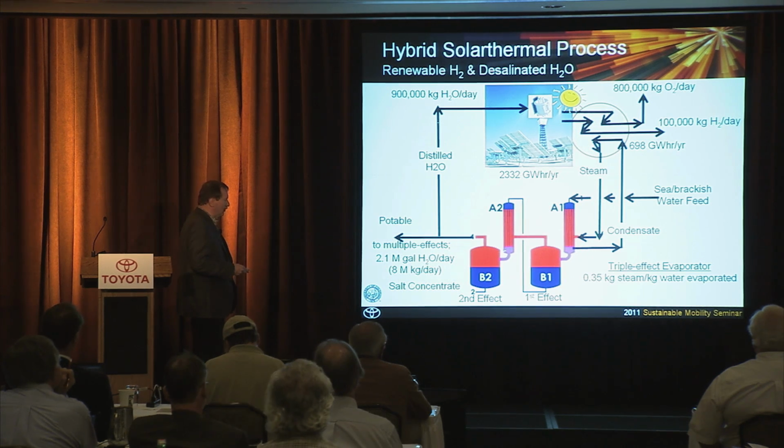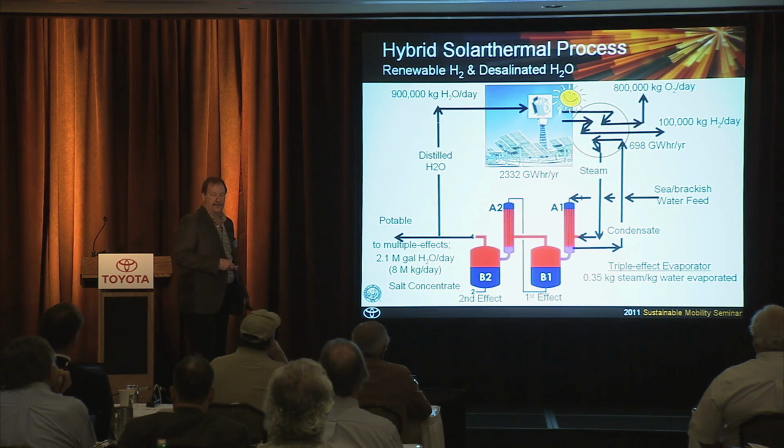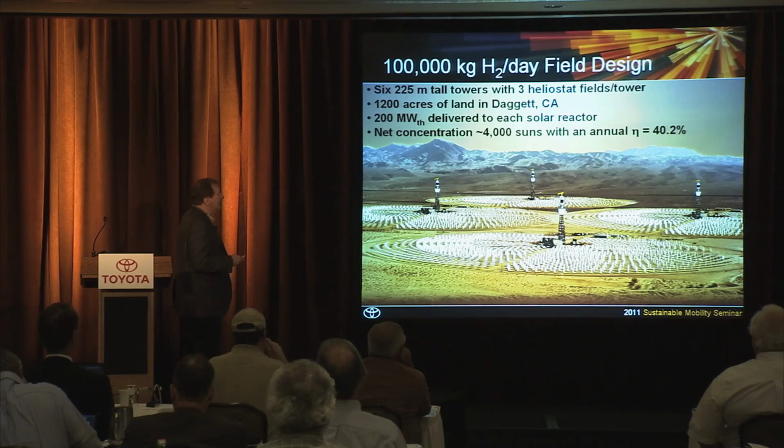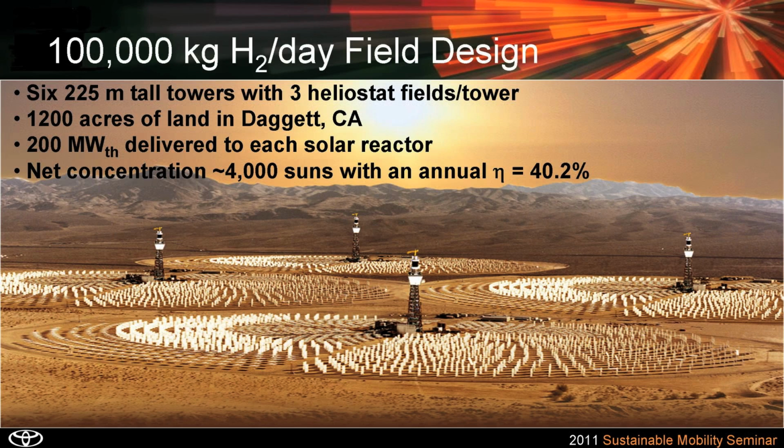So it's possible in a multiple effect evaporator to take seawater and to not only produce the distilled water that I need to make hydrogen, but in addition to that, to supply potable water that can be used for agriculture and for drinking. So now you have the opportunity, as I said, to be able to pull off this triple play. This is what a large-scale design may look like to make 100,000 kilograms of hydrogen a day.